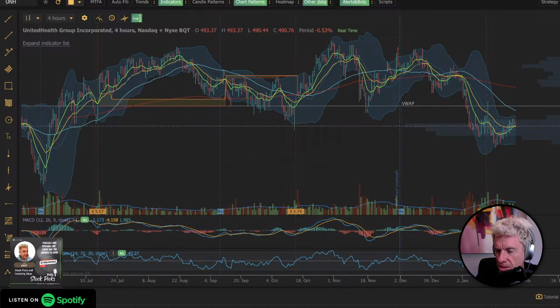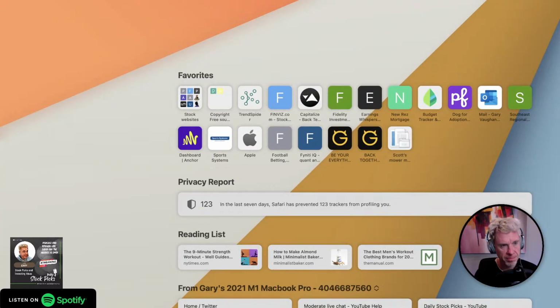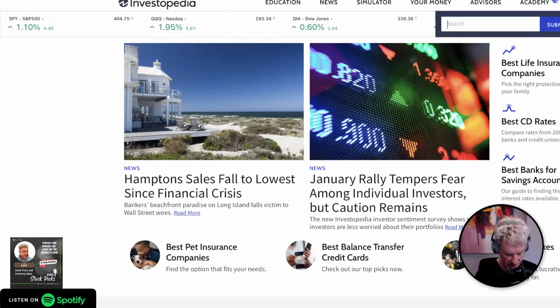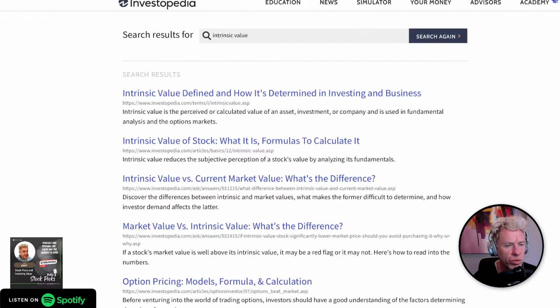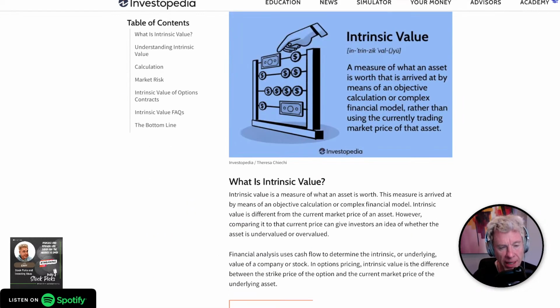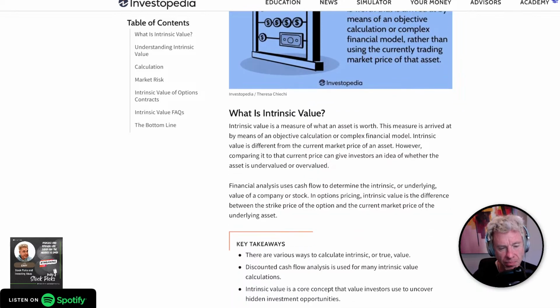$61 a share. Okay, Larry, you're going to have to explain to me. I'm going to have to go to Investopedia intrinsic value. Investopedia, let's see. How it's defined in the business world. Intrinsic value is a measure of what an asset is worth. The measure is arrived at means, yeah, you're paying for the growth.